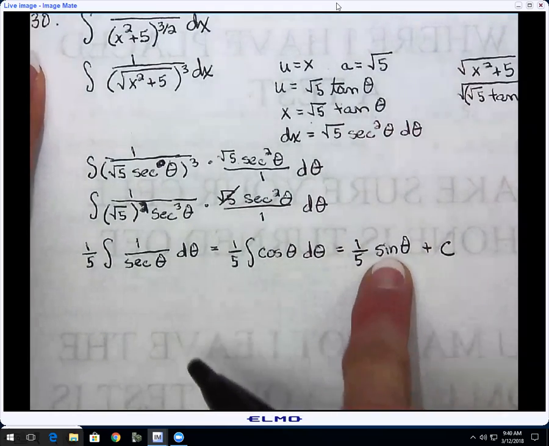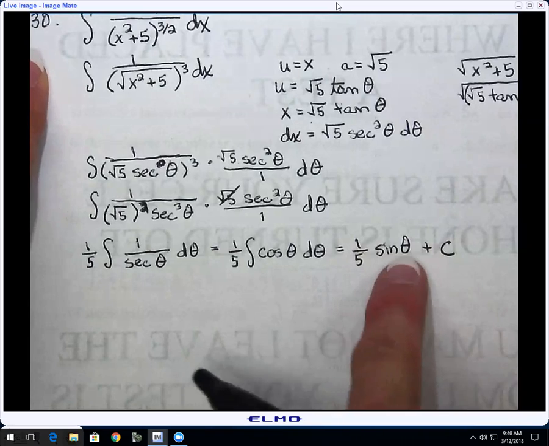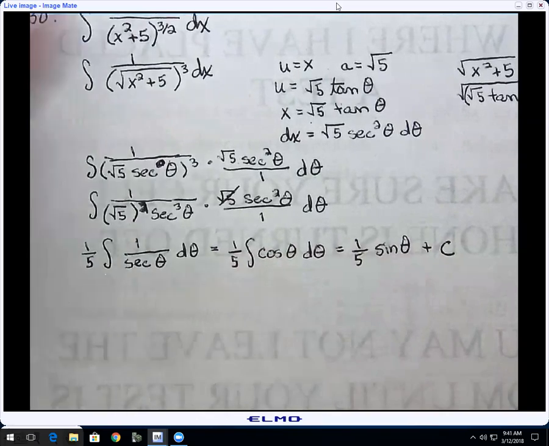And I've really become OCD with this. I've been OCD my whole life. But does that need a negative if you take the derivative of sine? No, it doesn't need a negative because the derivative of sine is cosine. We don't need a negative there. So 1/5 sine theta plus a constant.